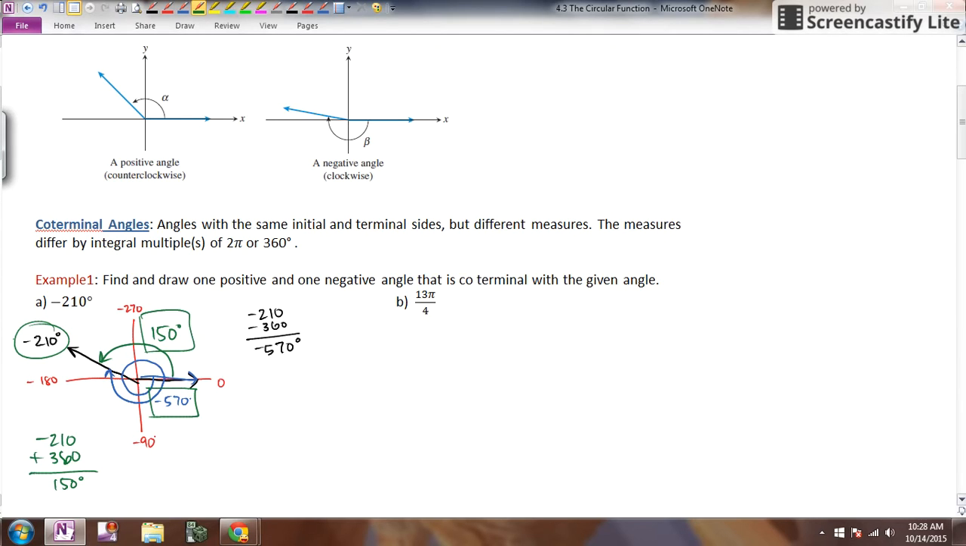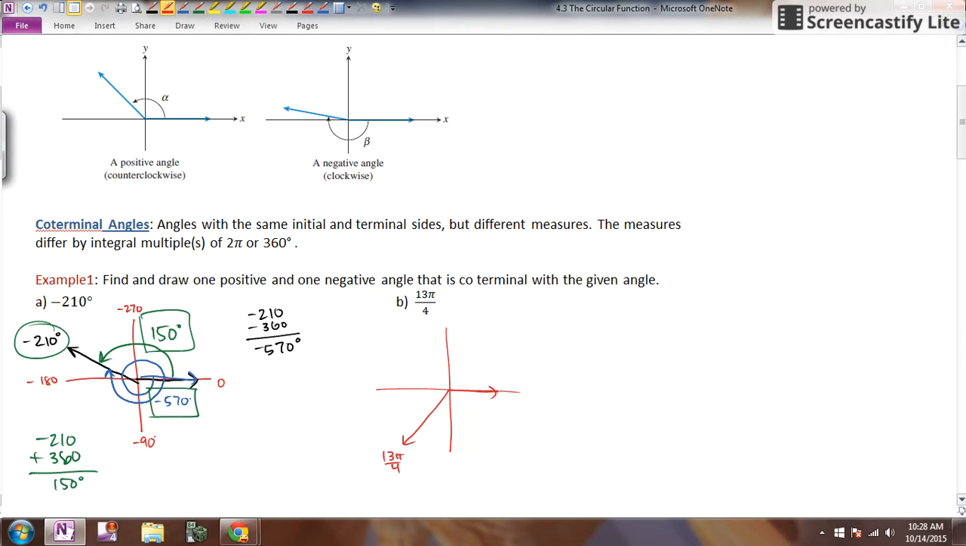Now, radians can be done the same way. They give me 13 pi over 4, which we could graph. That's a little more than 3 pi. If you think of what that graph looks like, all the way around is 2 pi, then 3 pi, and it's a quarter more than that. So it's sitting right here. There is 13 pi over 4.